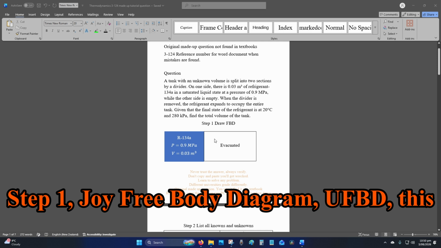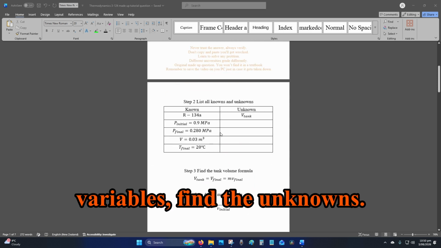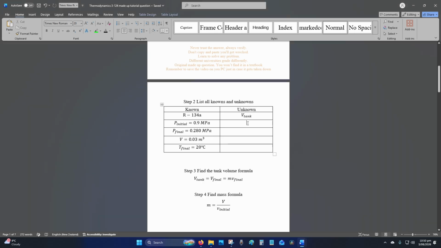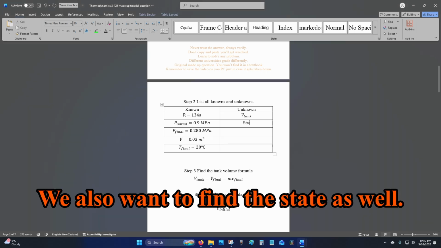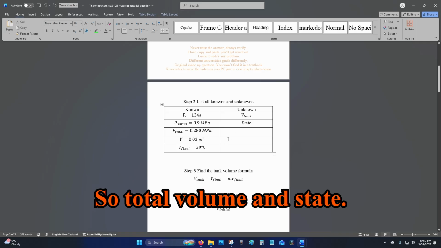Step 1, draw your free body diagram, your FBD. This will help you visualize the problem. Step 2, list all the given variables, find the unknowns. We also want to find the state as well. So total volume and state.